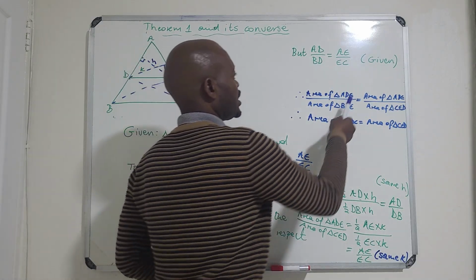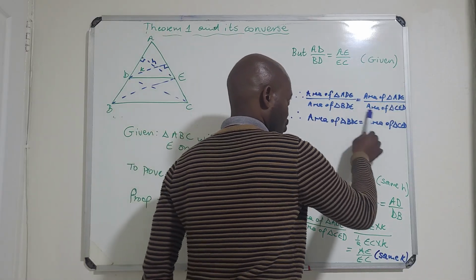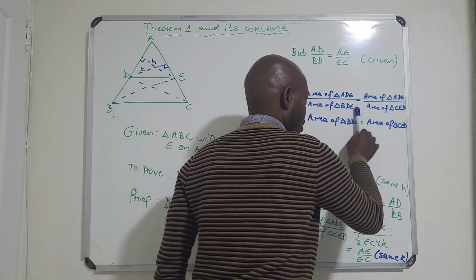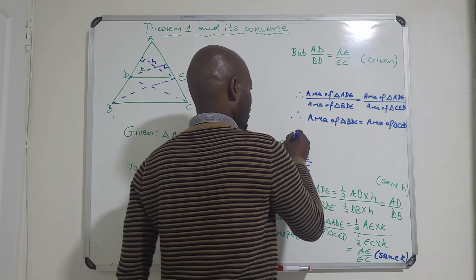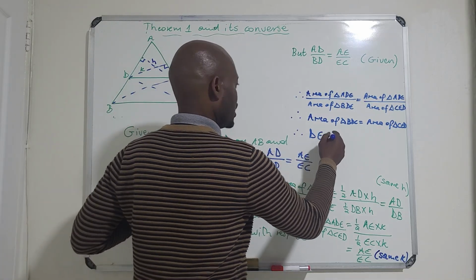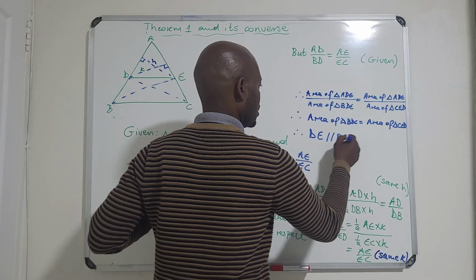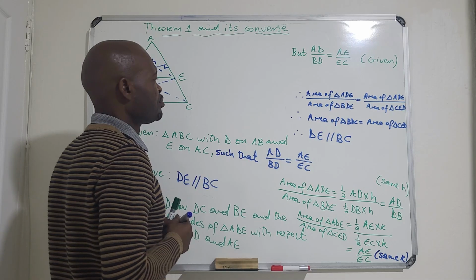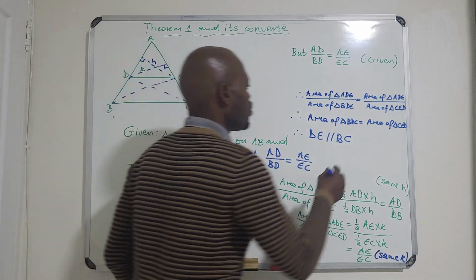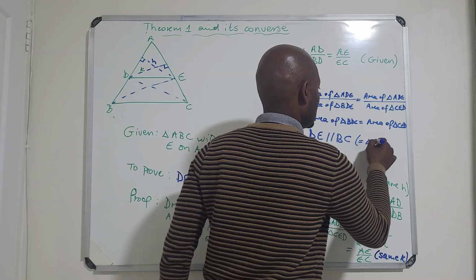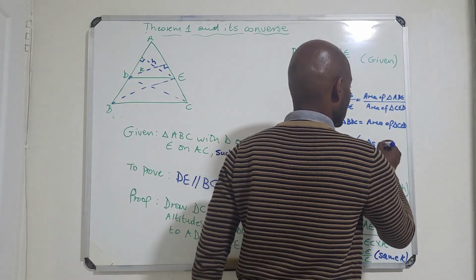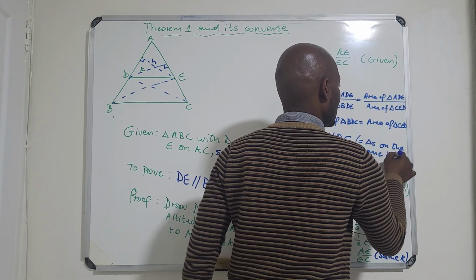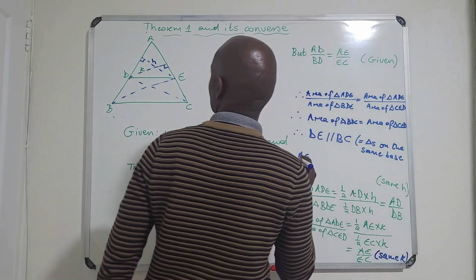Since this is equal to that, it means that this is equal to that. Therefore, DE is parallel to BC. Why is that? It is because we've got equal triangles on the same base DE.